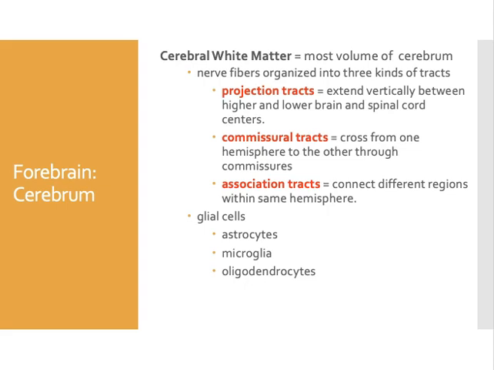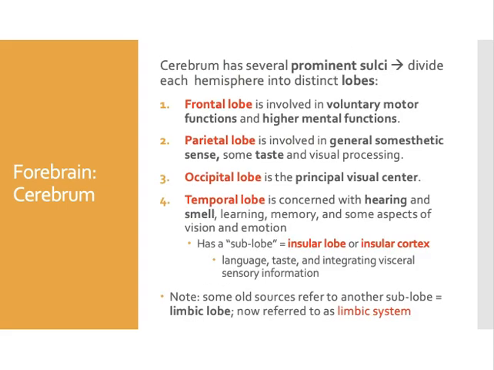In addition to the tracts of the cerebral white matter, remember there are also glial cells in the cerebrum. Astrocytes, microglial cells, those are the cells that are part of the immune system, and the oligodendrocytes that perform the function of myelinating axons. The cerebrum is quite large, and as we've said, it's covered in gyri and sulci.